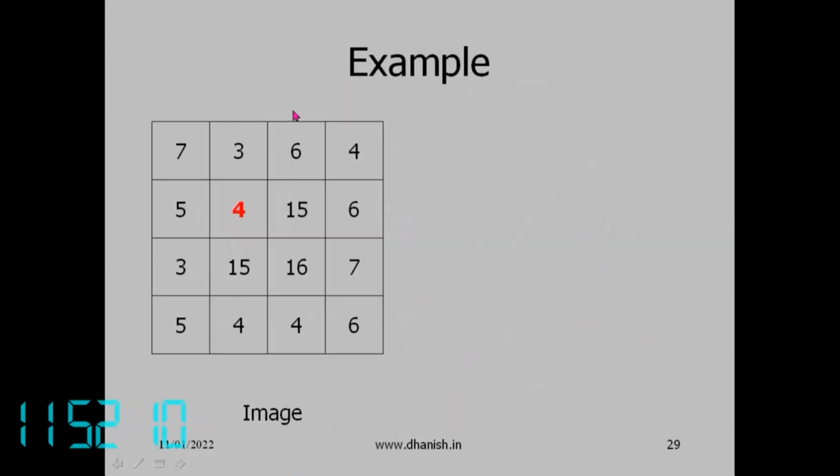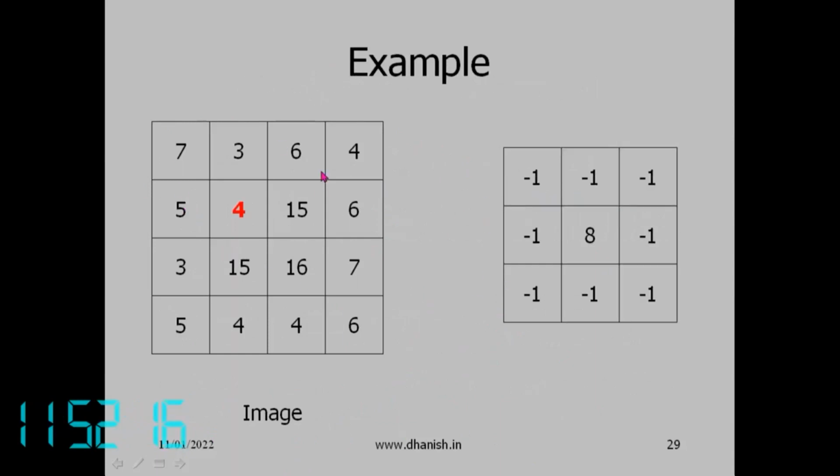For example, this is the original image, the image matrix, and you are applying this filter onto it. Here this is all -1, and this is 8. That means the center is enhanced very much, and all the others are subtracted, so reduced. This is something like determining a border.